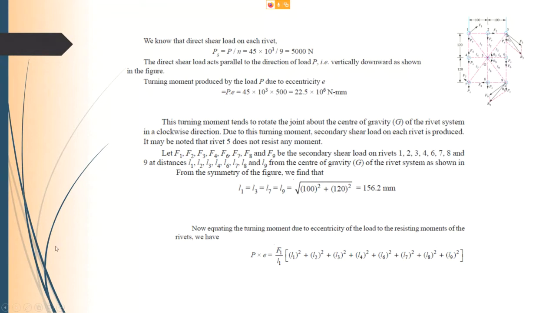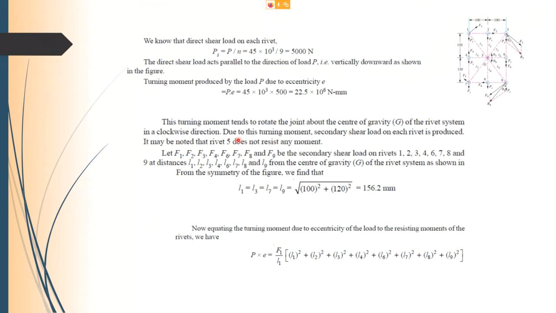Now this turning moment tends to rotate the joint about the center of gravity G of the rivet system in a clockwise direction. How will we know that it is clockwise or anti-clockwise? It depends on the load P acting here times the eccentricity. If you take moment about the CG, the center of gravity, the line of action of the 45 kilonewton is acting downward, so the arrow is pointing downward. So take moment turning about point G, and it will give you a clockwise turning.